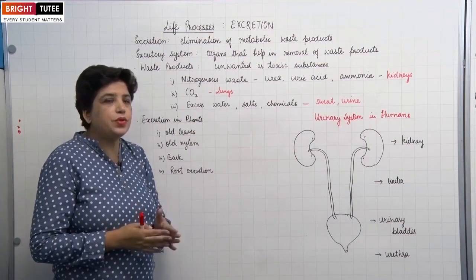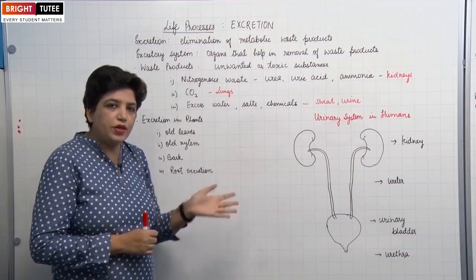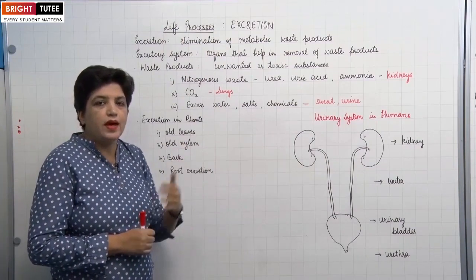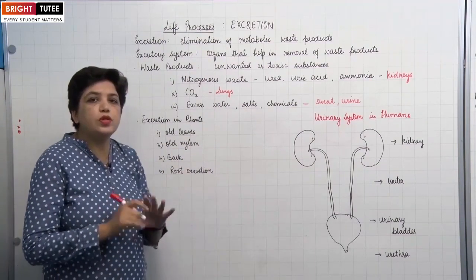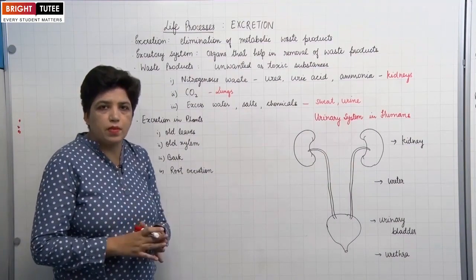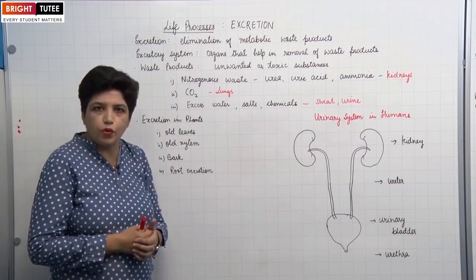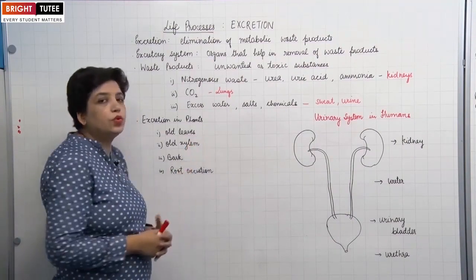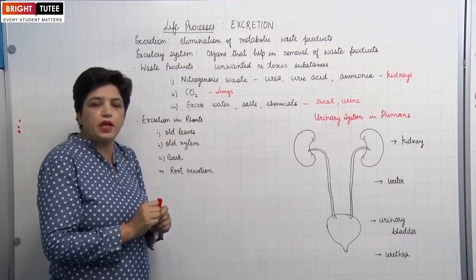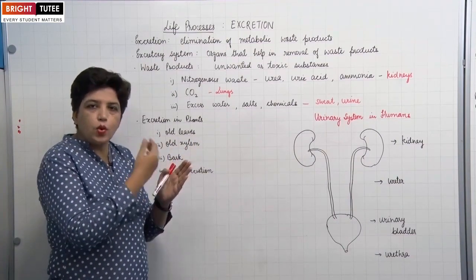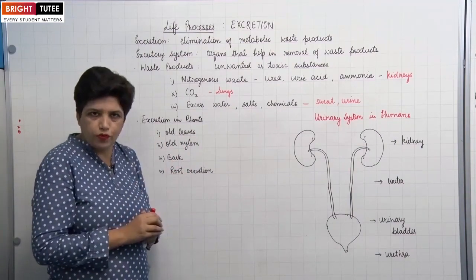Now, as I told you, excretion is important for all living organisms, whether unicellular or multicellular, whether plants or animals. In plants, although there is no particular excretory system, they have various methods through which the waste products are removed. For example, through old leaves. All the waste products are concentrated into some old leaves. These old leaves then shed off. This way the waste is removed.